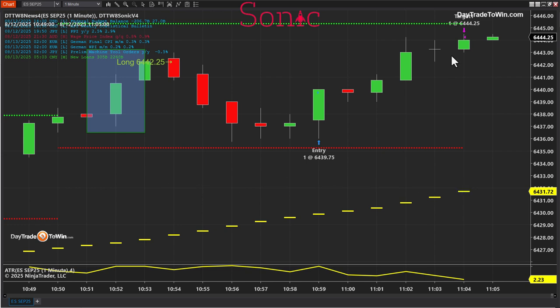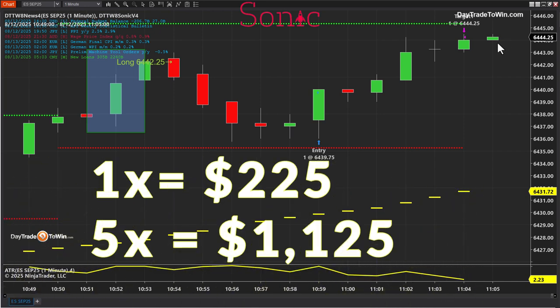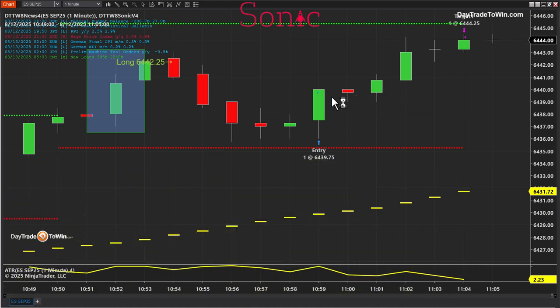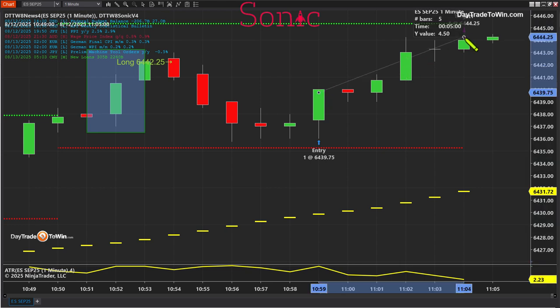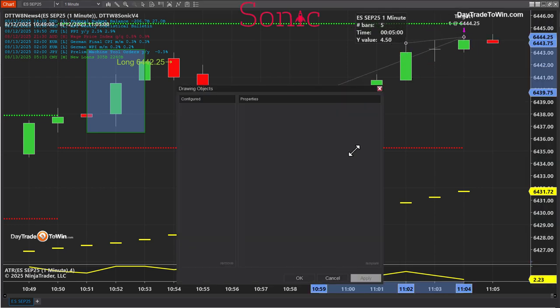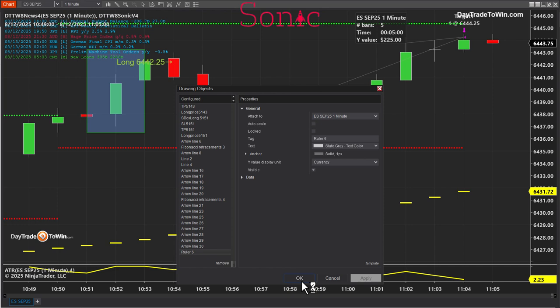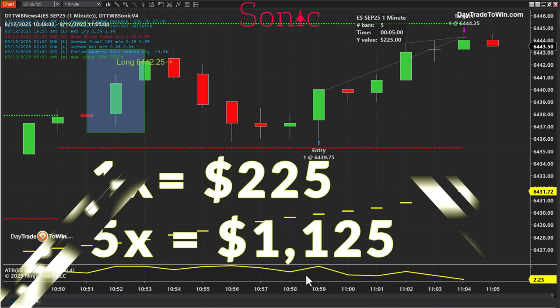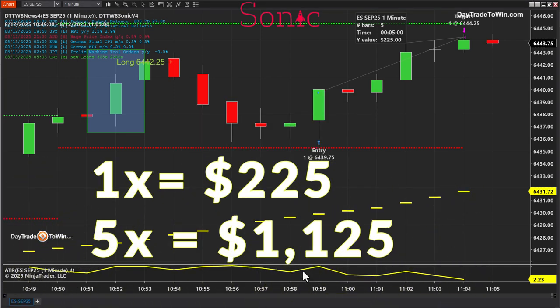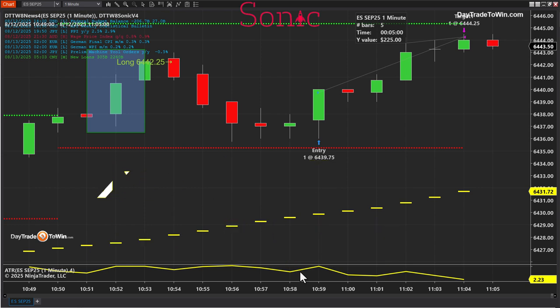You don't have to hold out and be greedy for a few ticks. It's not worth it. There's so much money to be made here. From here to here, it's 4.5 points. Let me just change that to currency, and that is $225 per contract. So I only had one contract here. If you have 5 contracts, it's well over $1,000. And that way you're able to manage it. You see, the market is still having a hard time going through it.